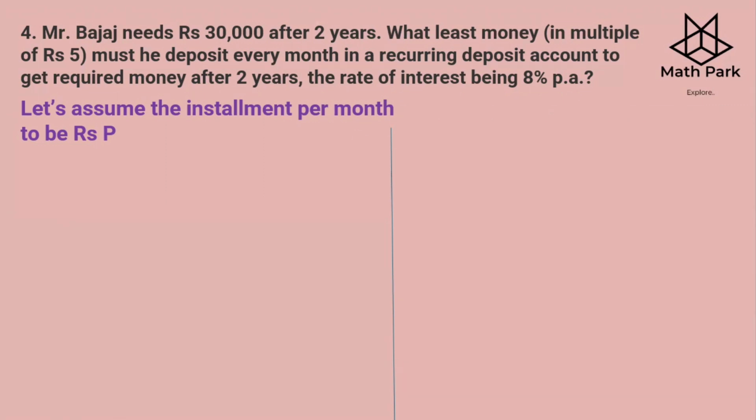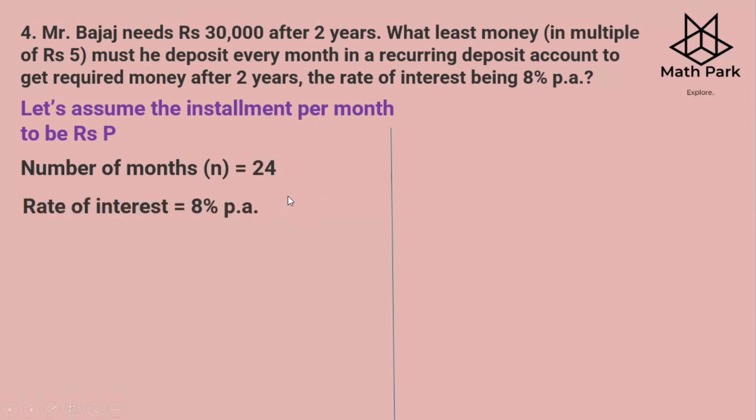So let us take the installment per month to be P. Okay, and then the number of months is 2 years, so 2 times 12, which is 24 months. The rate of interest is 8% per annum. Let us find interest in terms of P. So P into n in bracket n plus 1 upon 2 times 12 into r by 100 is your interest.